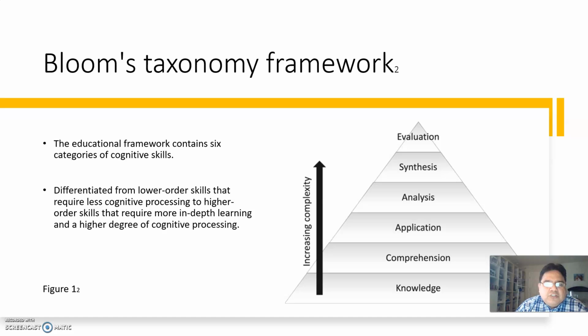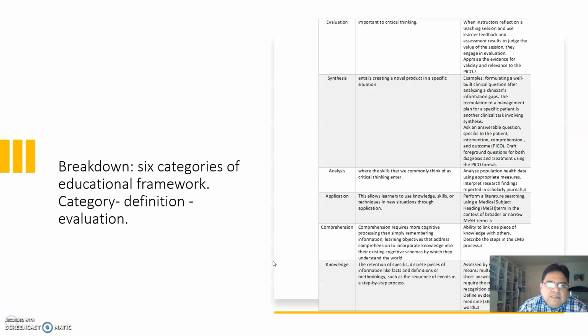Bloom's taxonomy educational framework, which again was published in 1956, originally had a framework containing 6 categories of cognitive skills, differentiated by lower skilled activities at the base at knowledge, then ascending in complexity up to evaluation, as seen in this figure. The breakdown of these 6 categories of educational framework are as noted on this slide here: knowledge, comprehension, application, analysis, synthesis, and evaluation. I'm going to change to this slide here to get a little more specific on this important information.